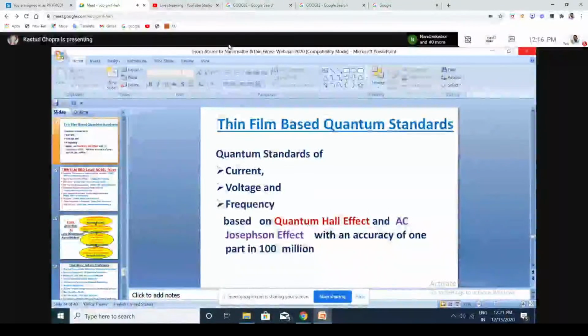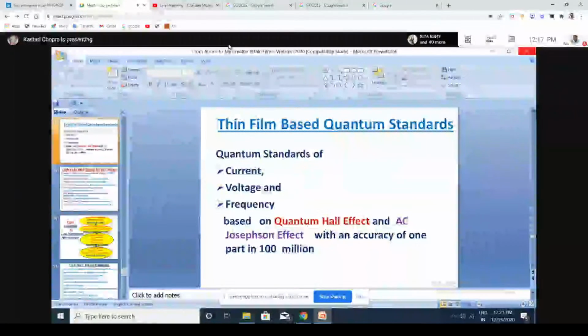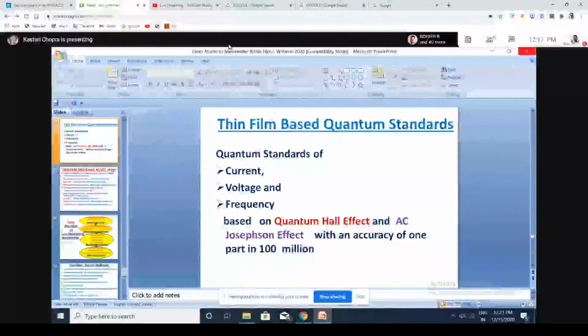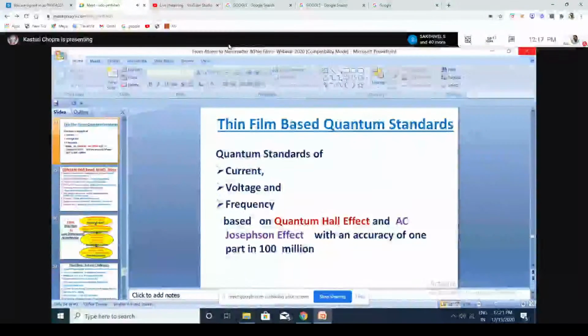Okay, so quantum standards, of course, is another area that we should be teaching. Today, current, voltage, and frequency standards are no more the old-fashioned standards. They are based on quantum phenomena, quantum Hall effect, Josephson effect, and so on. And very high accuracy, 1 part in 100 billion, for example. So this is a very important area. Unfortunately, we don't do much of it. We only buy quantum standards from outside, or from the National Bureau of Standards. We purchase them, and our NPL has them, for example. But these are today based on the current, voltage, and frequency.